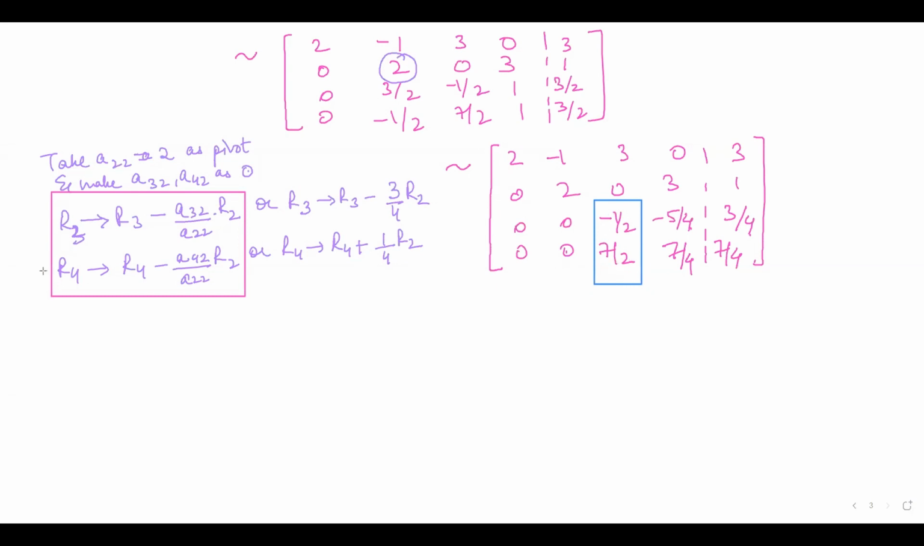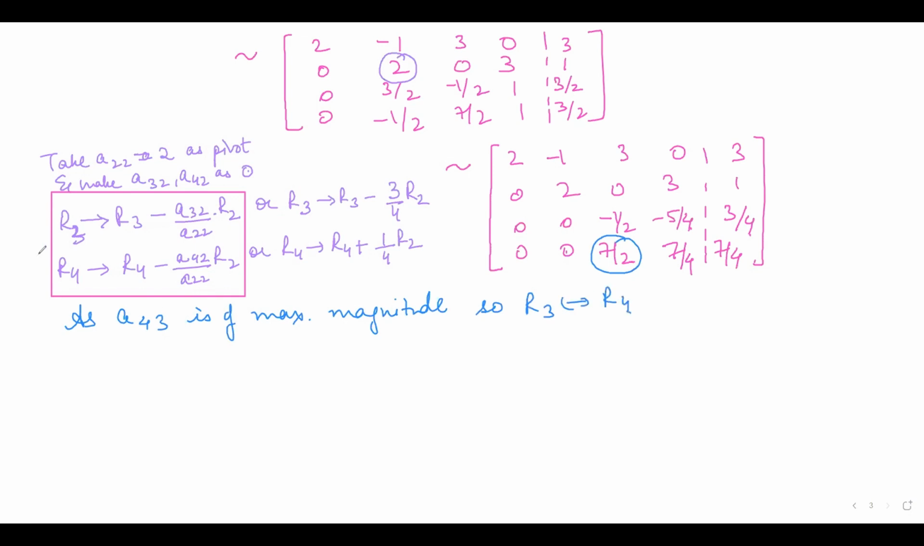So this element is of maximum magnitude. So as A43 is of maximum magnitude, interchange the rows R3 with R4. So let me do it quickly.